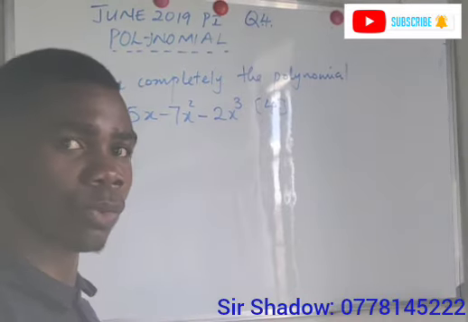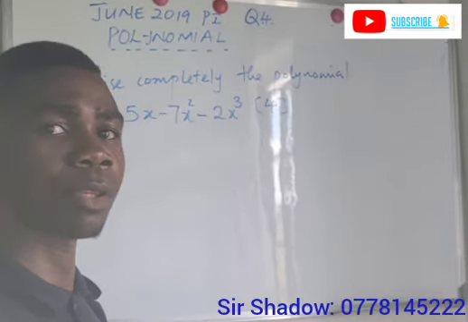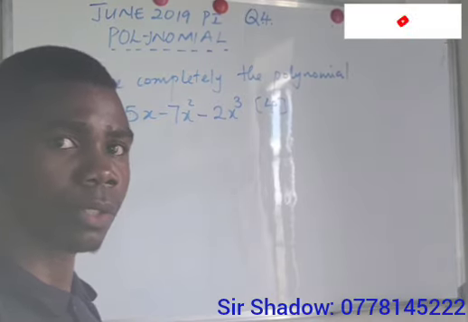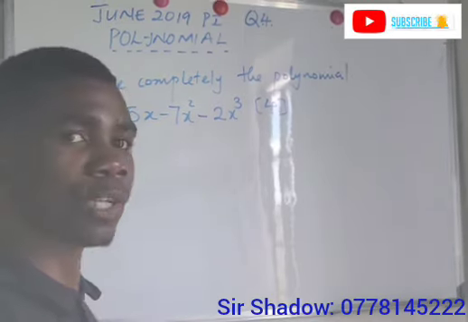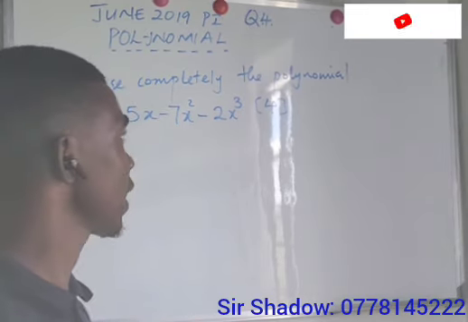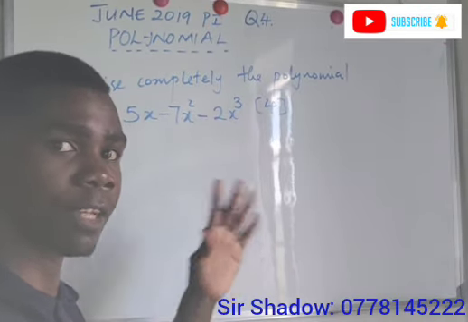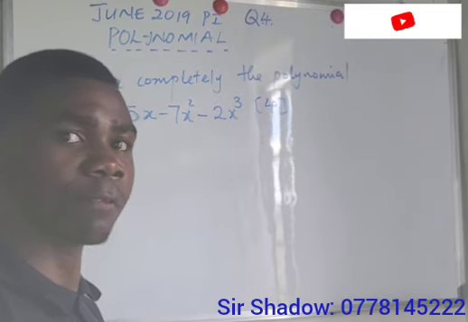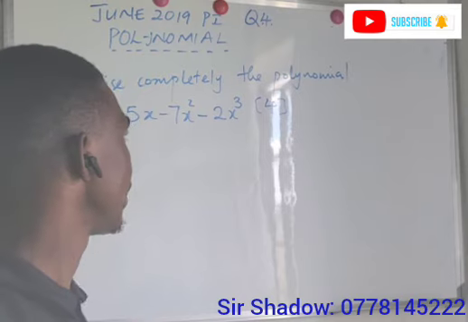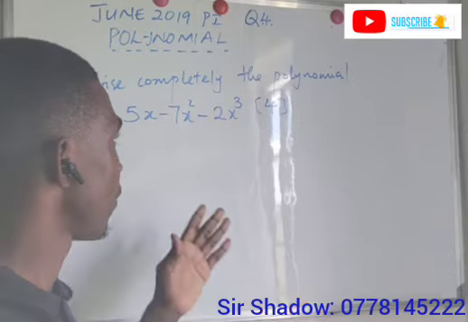In order to factorize this completely, we have to use what we call the trial and error method. How can we apply the trial and error method? Remember, we have to find the first factor of 4 plus 5x minus 7x squared minus 2x cubed. So in order to find the first factor, we apply the trial and error method.